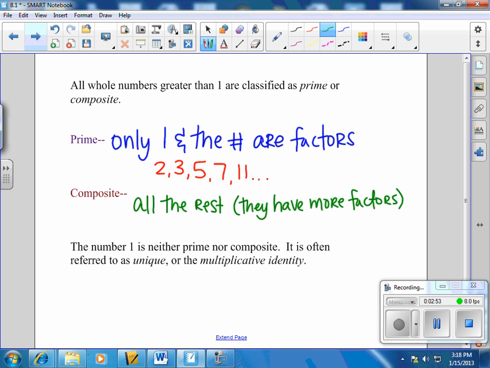So the number 1, it's one of those weird ones. Number 1 is neither prime nor composite, because prime means only 1 and that number are factors, and 1 is that number. And then it can't be composite because it's not made up of anything else. So 1 is often referred to as unique, or the multiplicative identity. And that should sound familiar from stuff that we did back in the day.